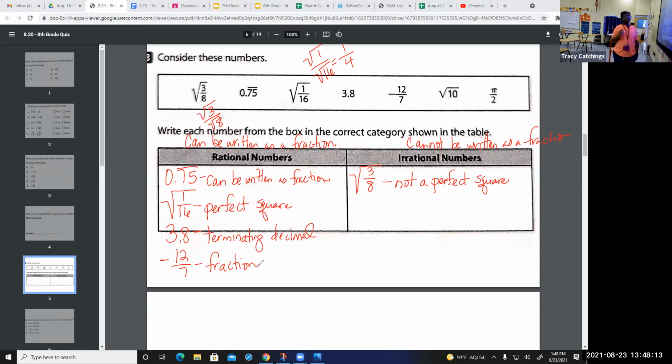All right, we got the square root of 10. It shouldn't be on your chart, so it would be irrational because it's not a perfect square. And last but not least, we got pi over 2. We learned last week that anything with a pi symbol will be irrational. Anytime they give us a symbol for pi, it's irrational.